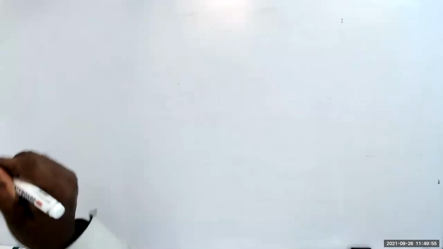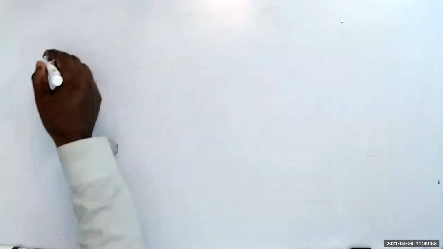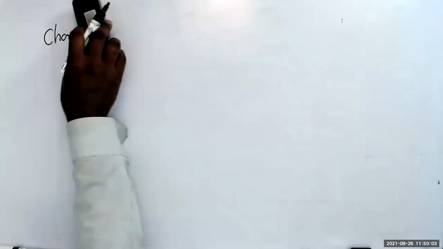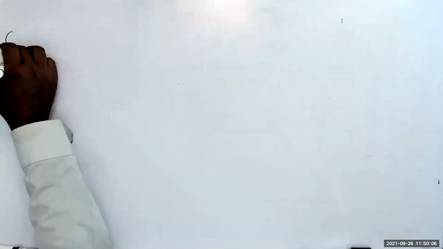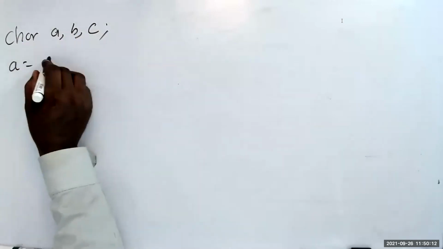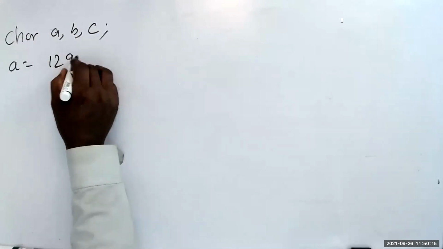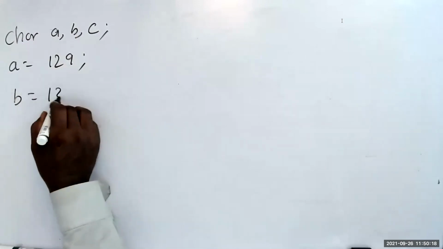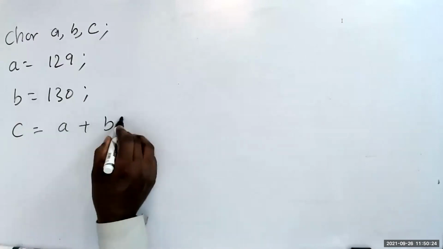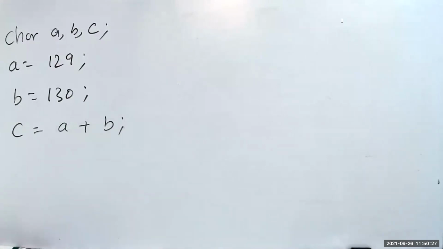Now, let me write a program. Let's say you want it like this. You say char, to be sure at the leftmost, then it'll be easy. I'll have a lot of space. Char A, B, C. A equal to 128, 129. B equal to 130. C is equal to A plus B.